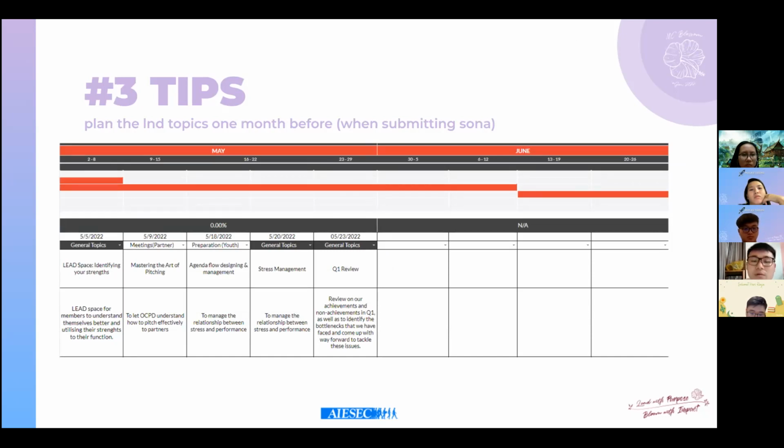For example, this month is May. I want to plan for June. At the end of May, I submit a SONA and I truly understand already, okay, in June, I need to secure this. In June, I need to submit preparation audit, for example.